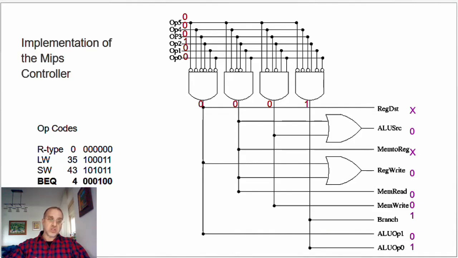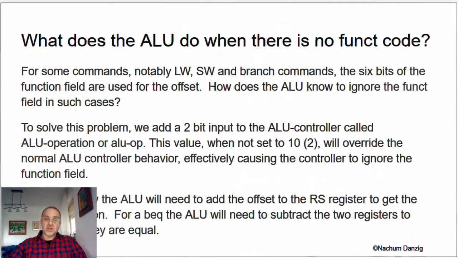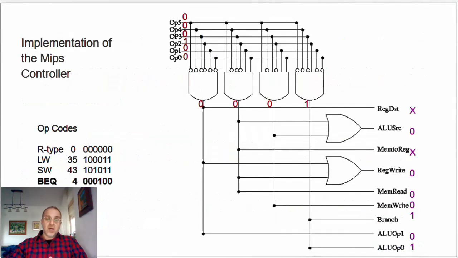So that shows us how the inner workings of the controller produce, based on the actual values of the opcode, the control lines that we need to be set for the single cycle data path. Okay, that is an explanation that should be sufficient for you to understand how the controller works.